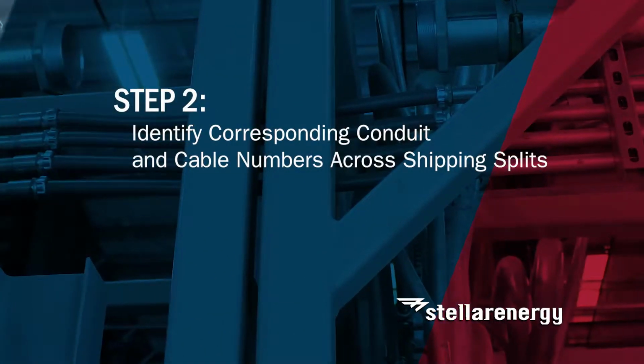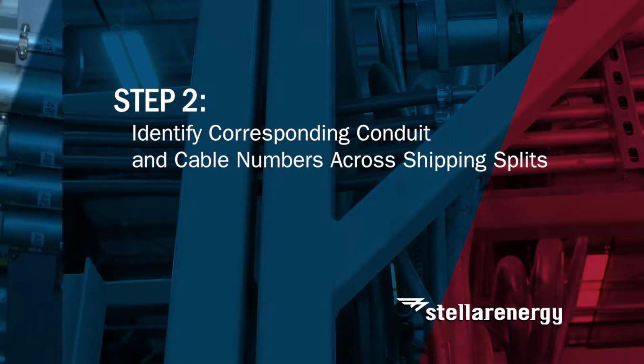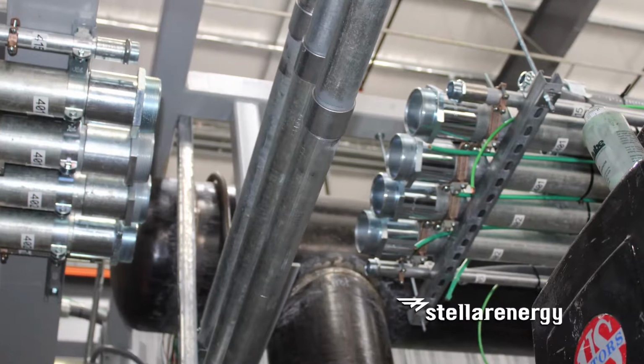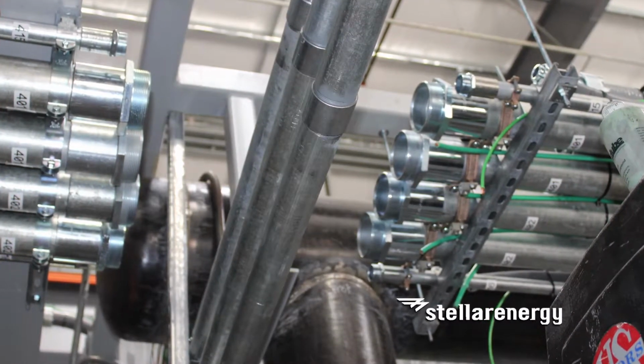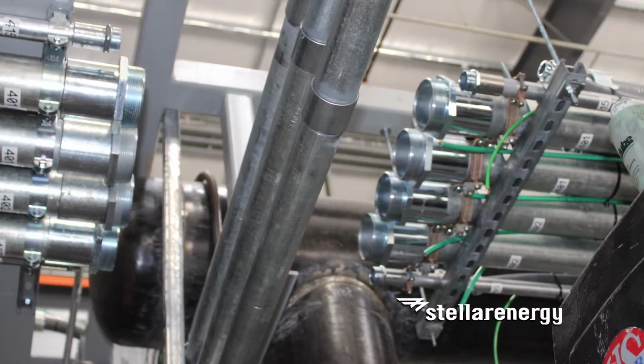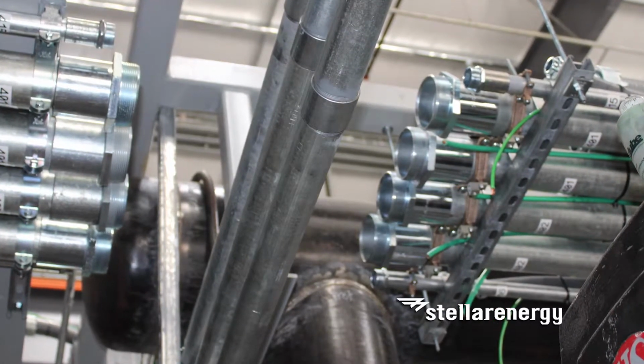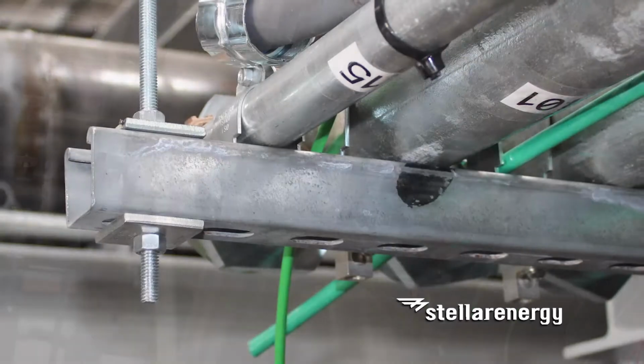Step 2. Identify corresponding conduit and cable numbers across shipping splits. When conduits cross shipping splits between adjacent modules or skids, Stellar Energy will clearly label each component with an identification code corresponding to the applicable engineering cable schedule.